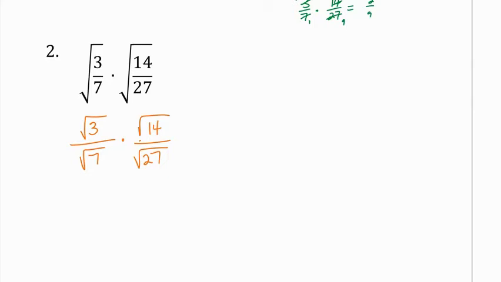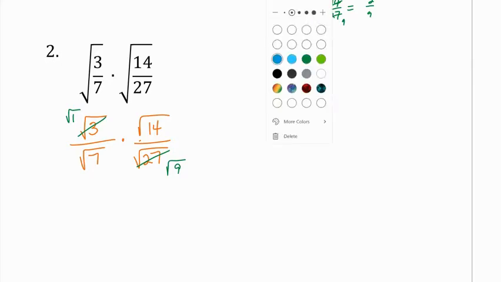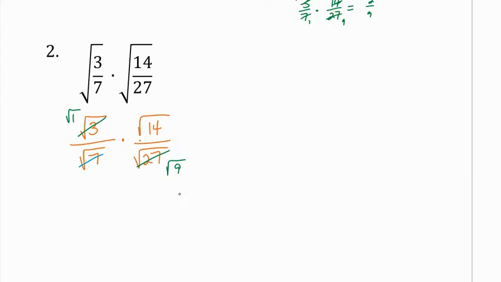It's just that everything's inside a radical. So because everything is inside the radical, we can cross cancel just like I just did, right? So the 3 and the 27 would reduce to radical 1 and radical 9, and then I can do the 7 and the 14, and that becomes radical 1 and radical 2. And if we multiply those across, then we'd end up with radical 2 on top and radical 9 on the bottom.